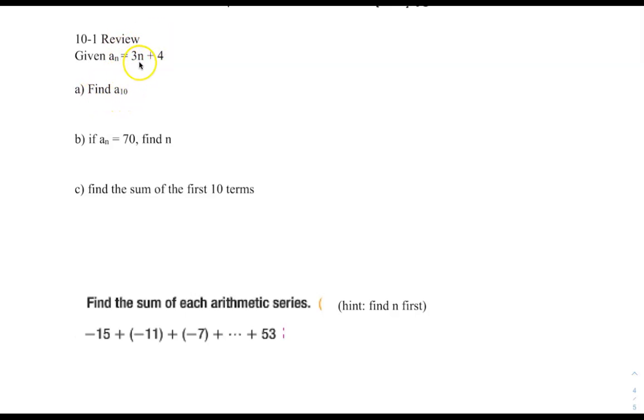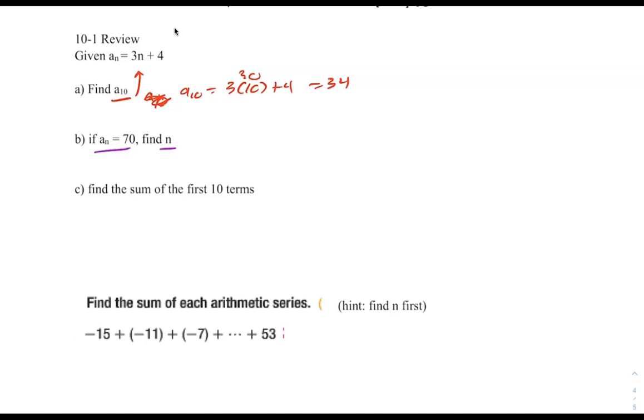Remember, an arithmetic sequence is when you add a term every single time. So you're adding and subtracting. But to find A10, I just plug 10 into the equation. So A10 just equals 3 times 10 plus 4. So 34. If An equals 70, find n.